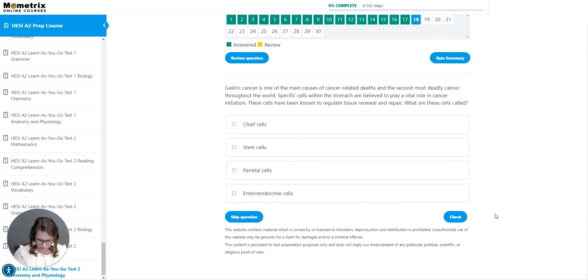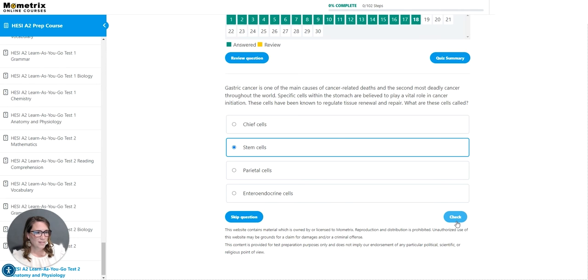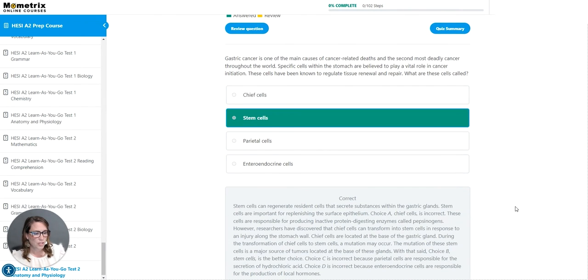Question number 18 we're at. Gastric cancer is one of the main causes of cancer-related deaths and the second most deadly cancer throughout the world. Specific cells within the stomach are believed to play a vital role in cancer initiation. These cells have been known to regulate tissue repair and renewal. What are these cells called? So we have our chief cells, our stem cells, parietal cells, and the enteroendocrine cells. Well, we know our stem cells are the ones that renew and repair, so we're going to go ahead and choose those.